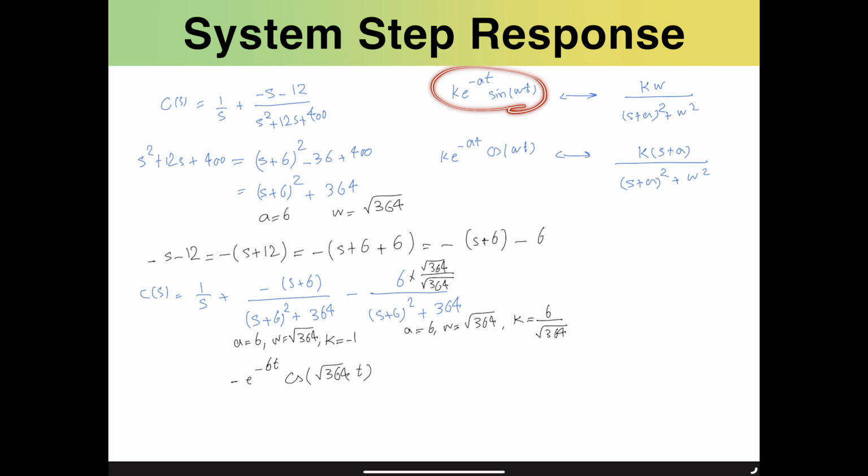Now, I can make use of this expression, since I have the k for that. So minus 6 divided by the square root of 364, e to the minus 6t, this time sine of the square root of 364 t. This whole summation is then summed up with 1, because 1 stands for 1 over s in the time domain. And that's how we get c(t) in the time domain.